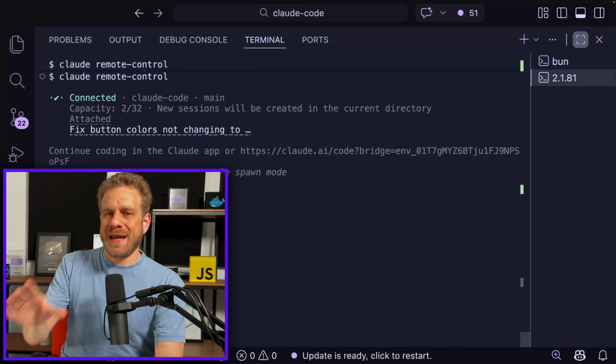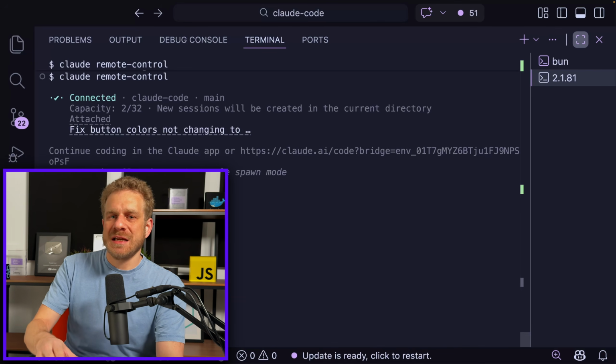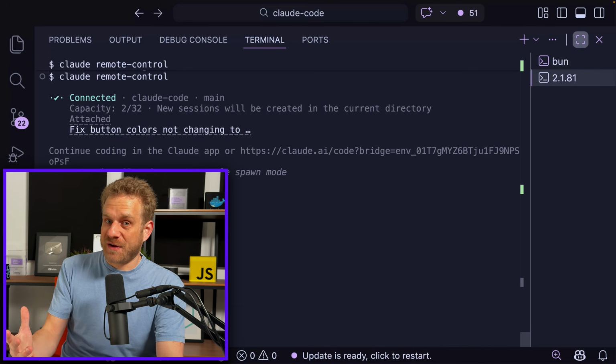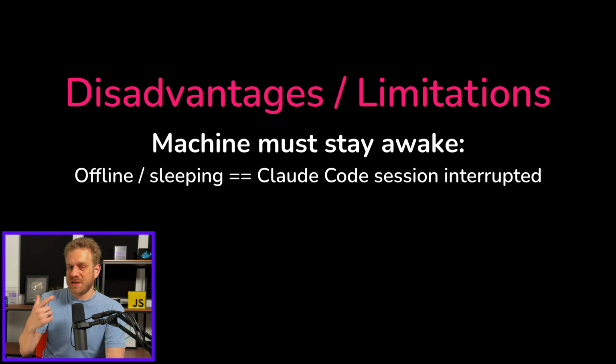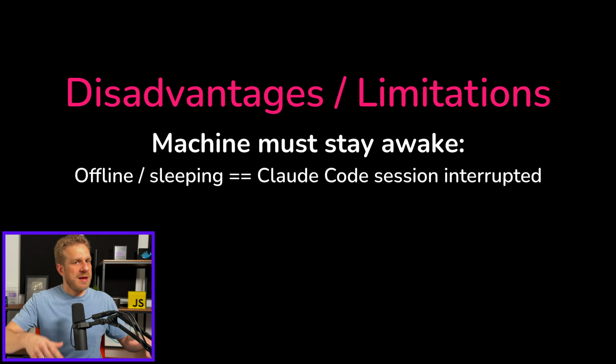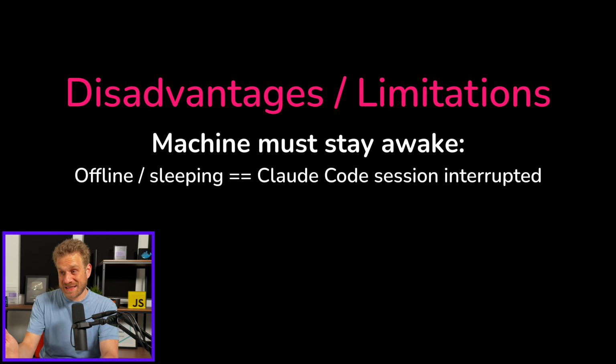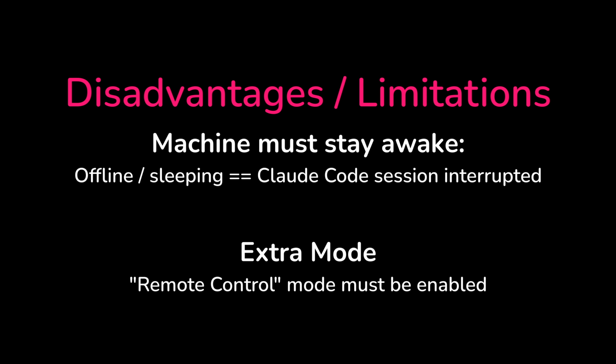So remote control can be very useful, but it has a couple of potential disadvantages. The two most important ones, in my opinion, being that, of course, you have to keep your machine turned on, and if it goes to sleep, you lose the connection, so you must ensure it doesn't. And you must start your Claude Code session in that remote control mode. If you forget this, there is no way for you to send messages to it. So you must set it up first, and then you can use it.